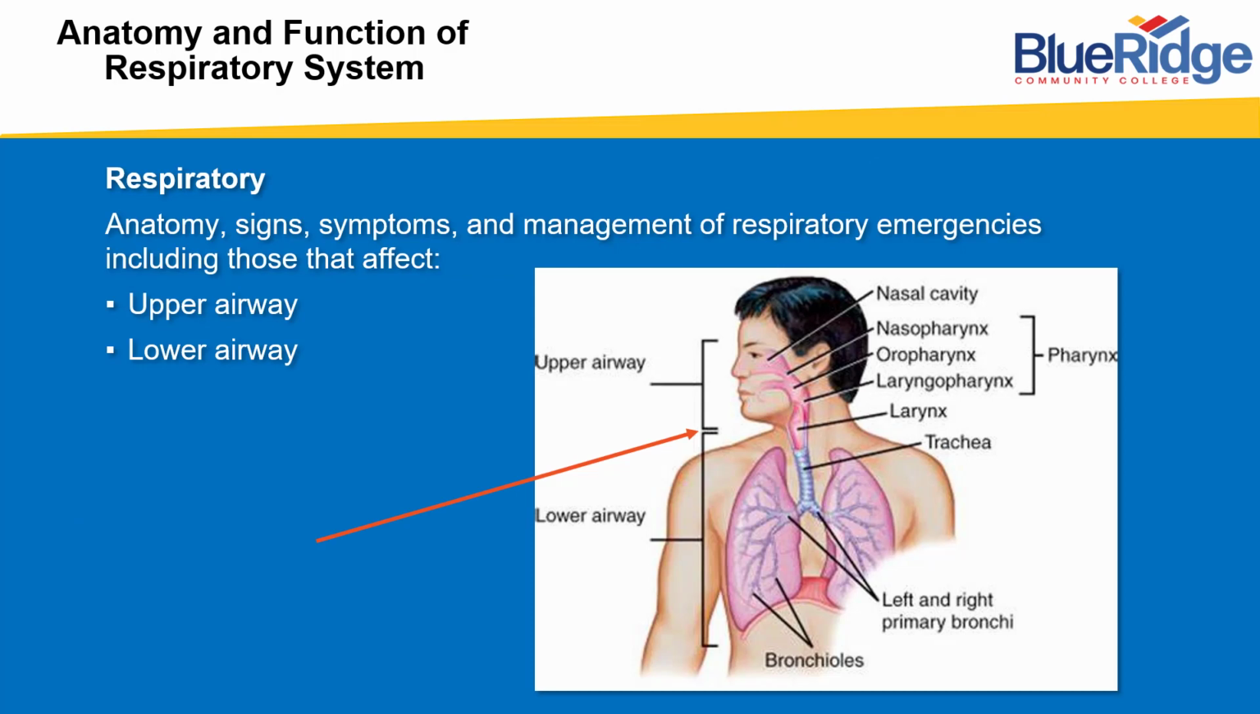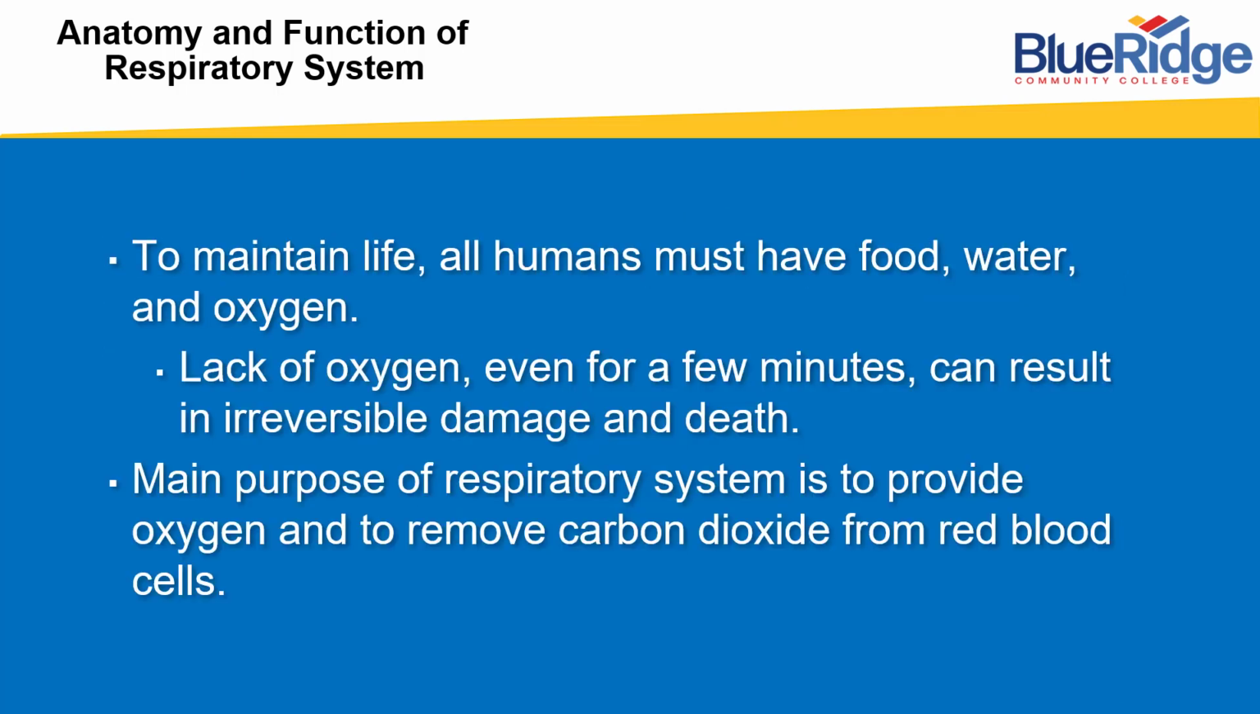We're going to look at anatomy, signs and symptoms, and management of respiratory emergencies, including those that affect your upper airway and your lower airway. You'll see on this slide there is a diagram or a picture of the upper and lower airways and different components. Parts of the body used in breathing are the mouth, the nose, the throat, trachea, lungs, diaphragm, and numerous chest muscles. To maintain life, all humans must have food, water, and oxygen.